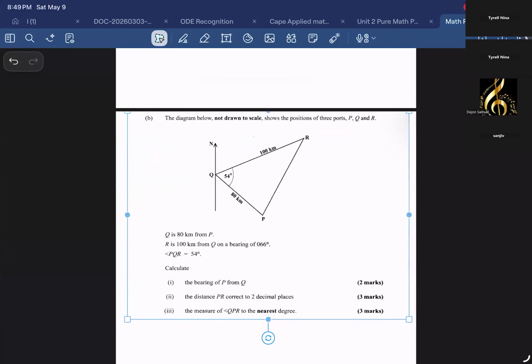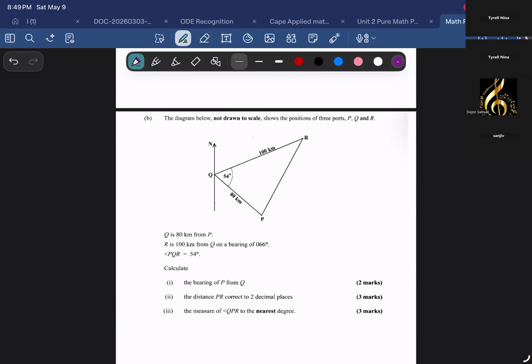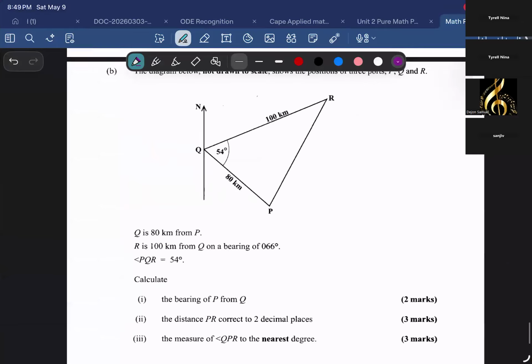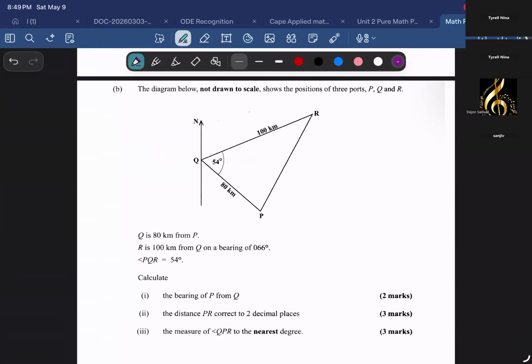So look here. I'm going to do this one with you all, and then I'll give you all one to try. So let's read all the information they gave us. Q is 80 km from P. R is 100 km from Q on a bearing of 66 degrees.